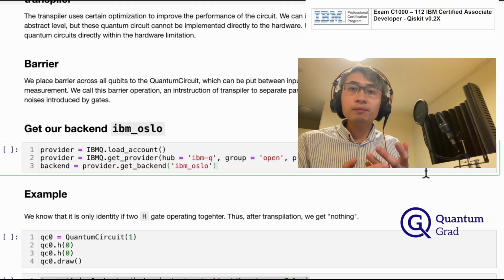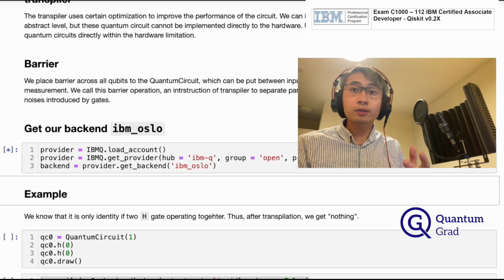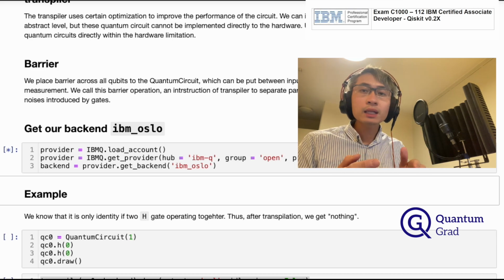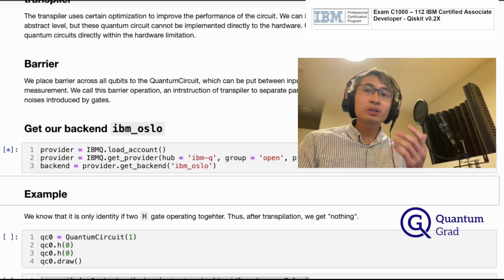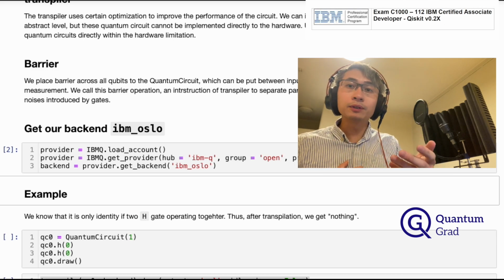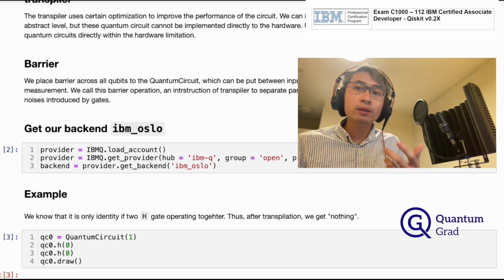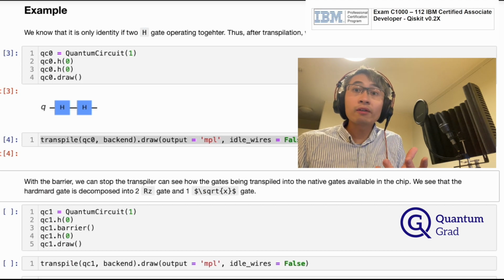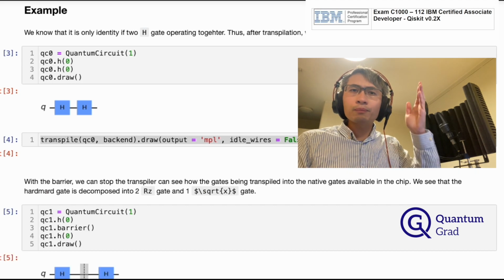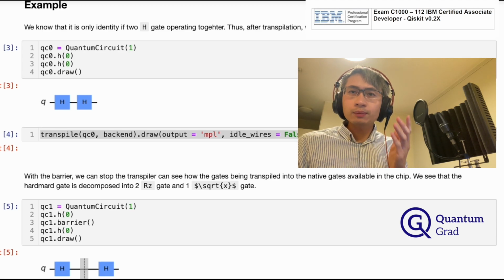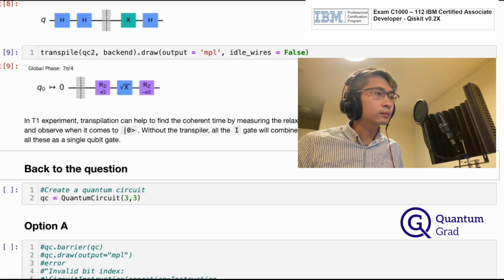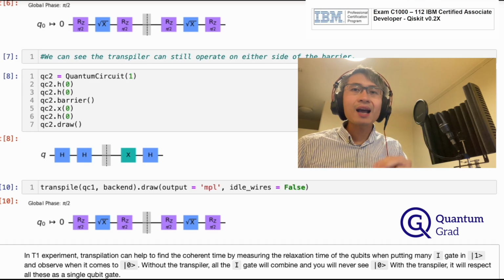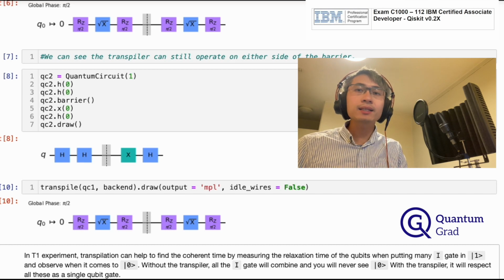So let us now implement our backend. Firstly, we load our account, extracting from the IBM Q experience, and then we call the backend provider. This time, I want to use IBM's Oslo, which is located in Oslo. After that, let us run the example. When we have two Hadamard gates operating together, which is equivalent to the identity gate, when we have the transpilation, we only have nothing. But with the barrier put in between them, after the transpilation, we can see that the Hadamard gate is being decomposed into 3 gates, 2 RZ gates and 1 square root X gate. So what does it mean?